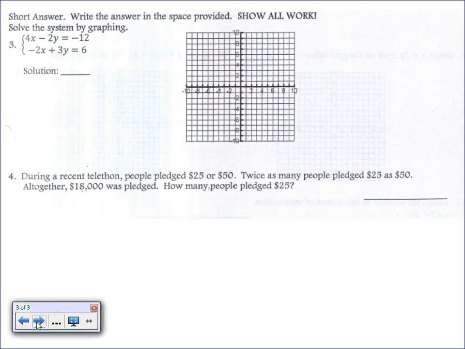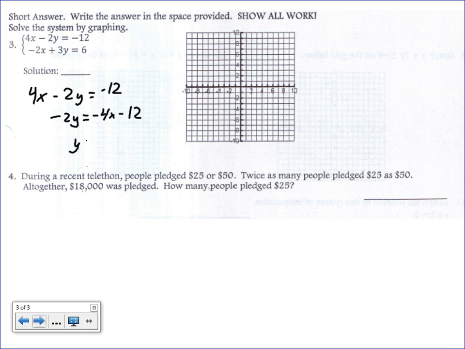All right. It says, show the work provided, solve the system by graphing. So that means I'm going to have to take each one of these and solve it for y. So negative 2y equals negative 4x minus 12. So y equals negative 4 over negative 2 x plus 6. So y equals 2x plus 6.